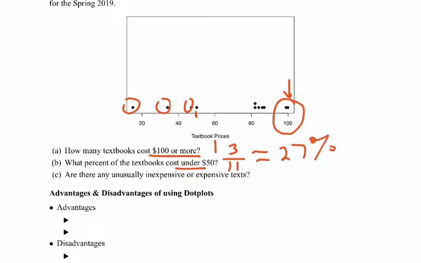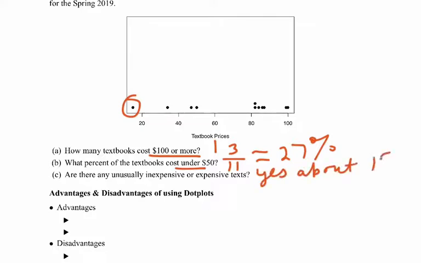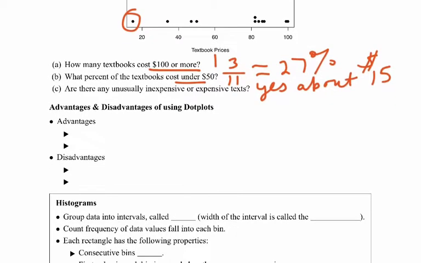And then finally, are there any unusually inexpensive or expensive textbooks? So any dots that look like they're far away from the rest of the dots. I would say there probably is one right down here, and it looks to me like that one is at about $15. I know that not every dot is labeled exactly, so you're making some estimations here, and that's okay for right now. So, some advantages and disadvantages of using dot plots.